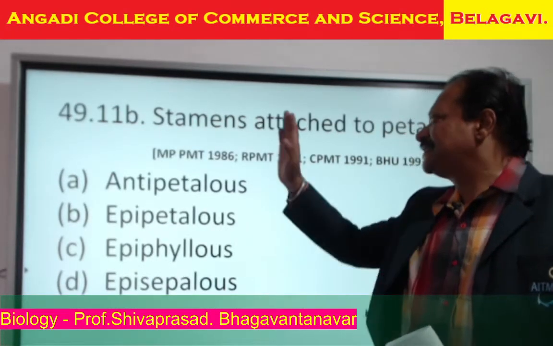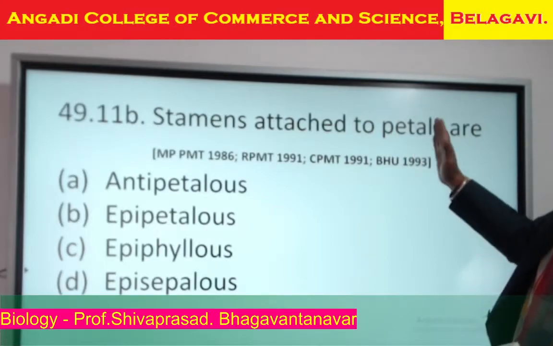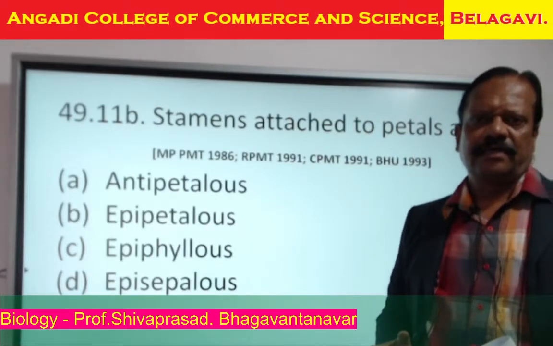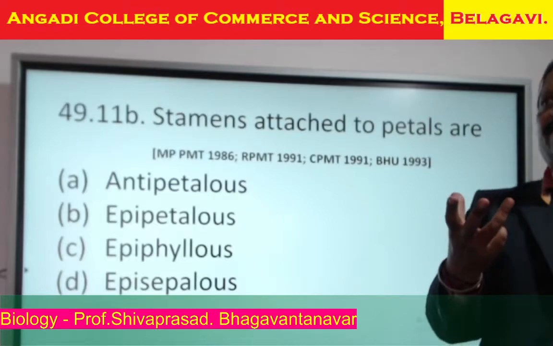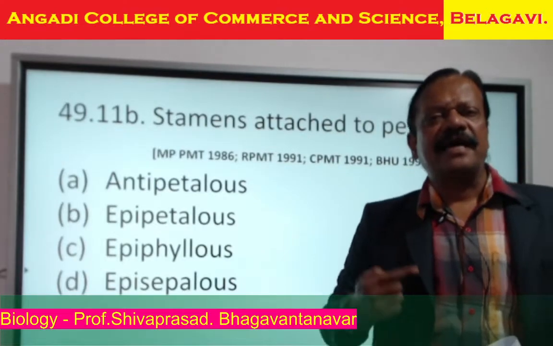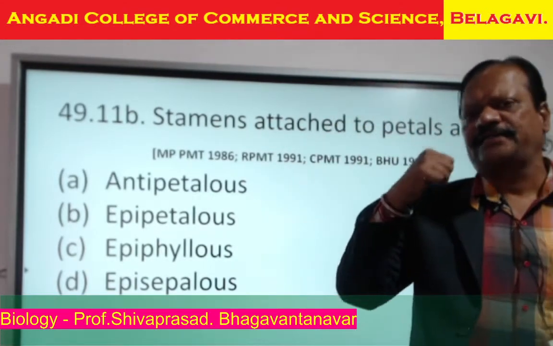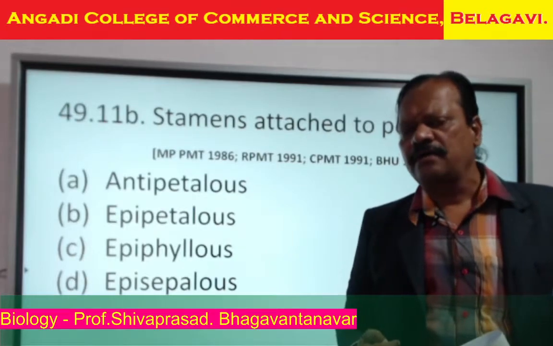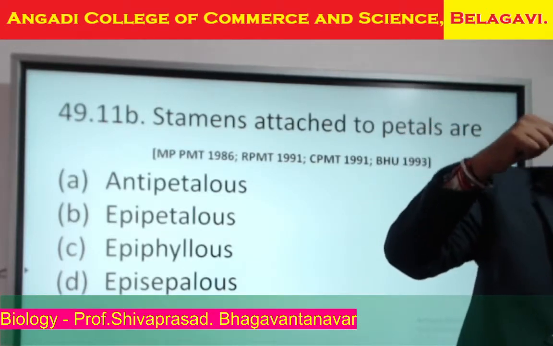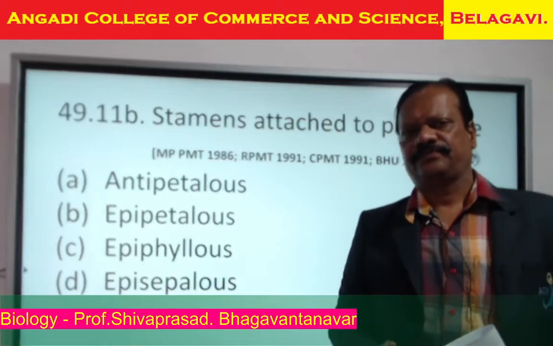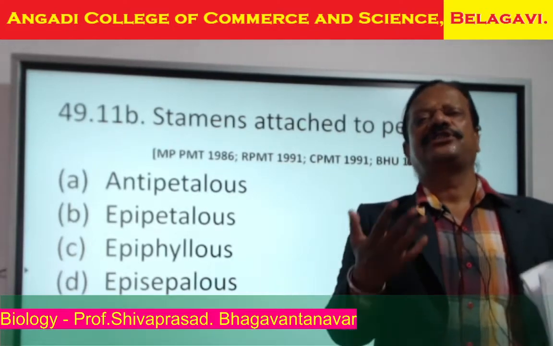Now, stamens attached to the petals are. Now, here you can see the flowers. Sometimes the stamens are attached to the petals or corolla. Sometimes they are attached to the sepals or calyx. So, different names you are using.